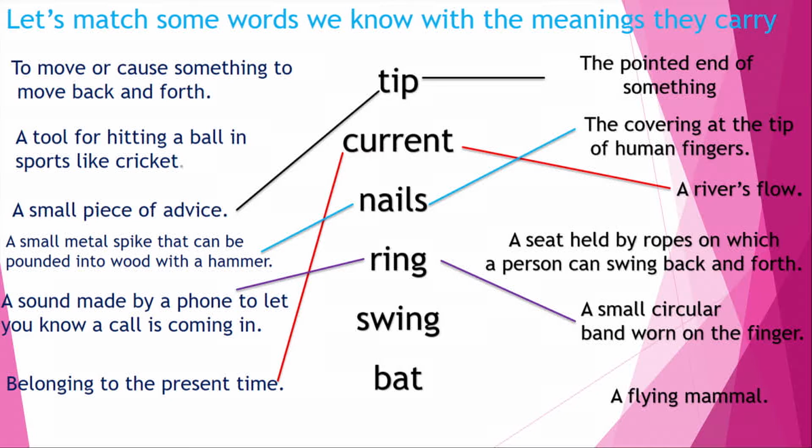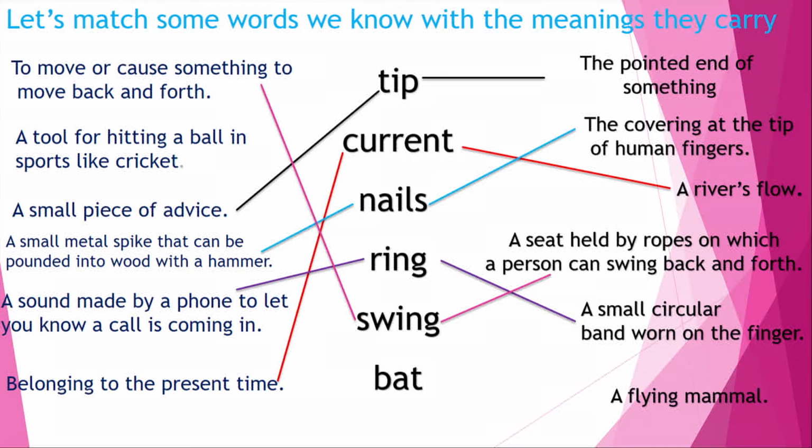Second to last one now, swing. A seat held by ropes on which a person can swing back and forth. So a swing set, that's the kind of swing they're talking about. And it goes back and forth as you sit on it and build momentum. And the next one, to move or cause something to move back and forth. So you have the action and you have the thing. Right, so you're swinging your hand or you're swinging on the swing, and then the swing itself is another one.